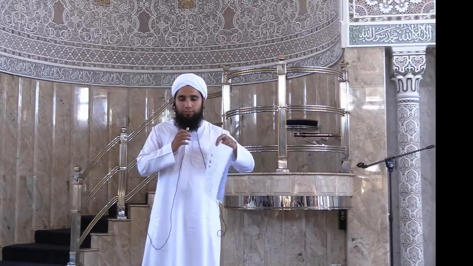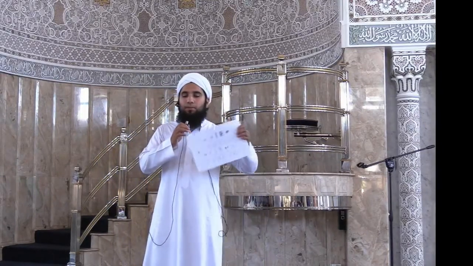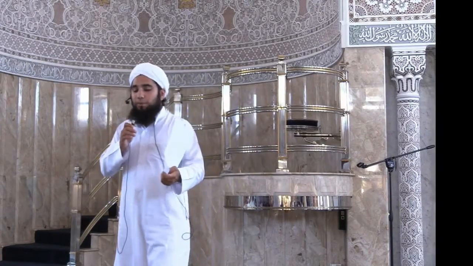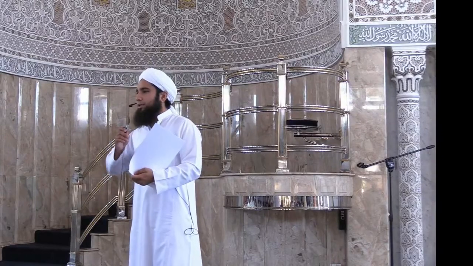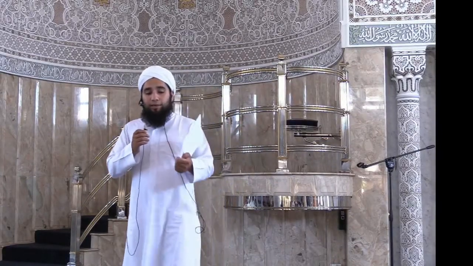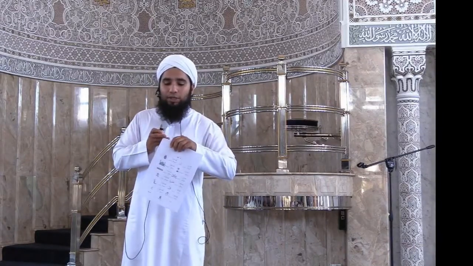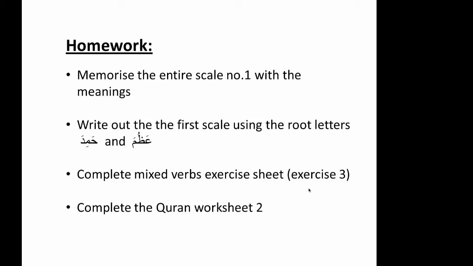For homework, I have there as a homework point, memorize the entire scale number one with the meanings. That's if you haven't already done it. That's extremely important. Then the other homework is, I want you to write out the scale, the same one that we've been doing. All of the scales that we've learned thus far are just different forms of the first scale, using the root letters Hamida and Azuma.